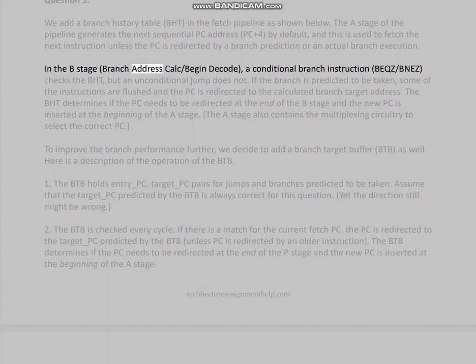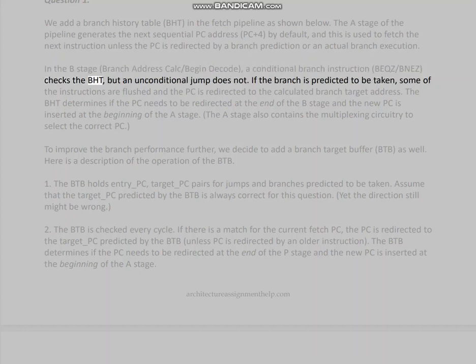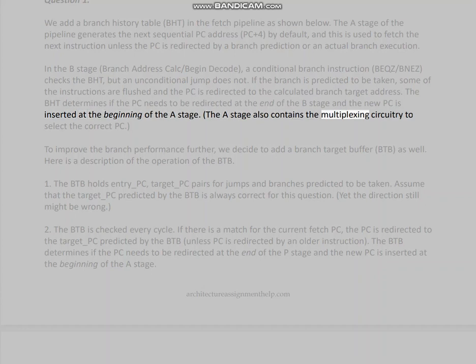In the B stage, branch address calc/begin decode, a conditional branch instruction, BEQZ/BNEZ, checks the BHT, but an unconditional jump does not. If the branch is predicted to be taken, some of the instructions are flushed and the PC is redirected to the calculated branch target address. The BHT determines if the PC needs to be redirected at the end of the B stage and the new PC is inserted at the beginning of the A stage. The A stage also contains the multiplexing circuitry to select the correct PC.